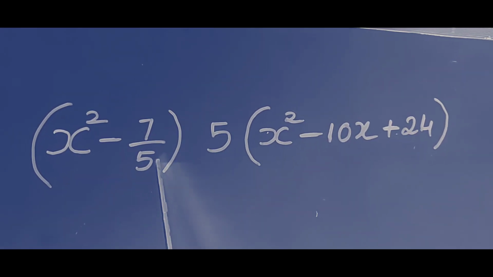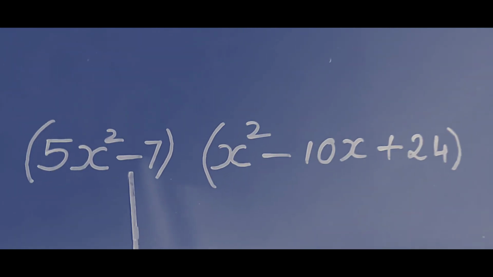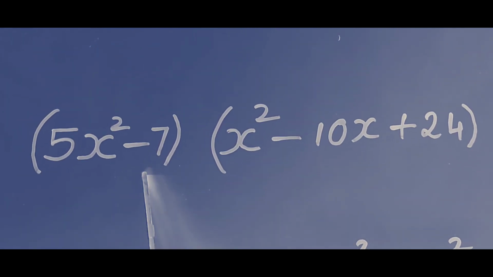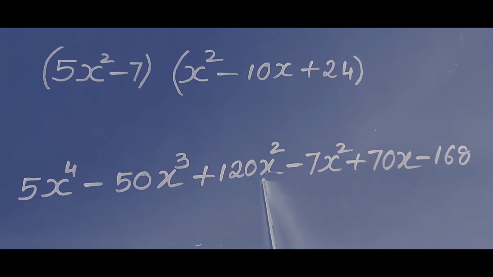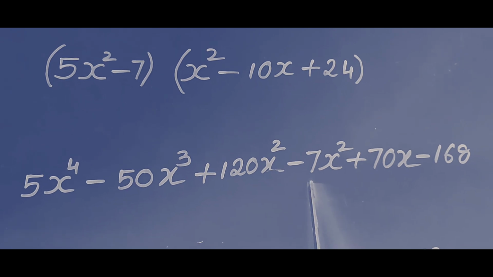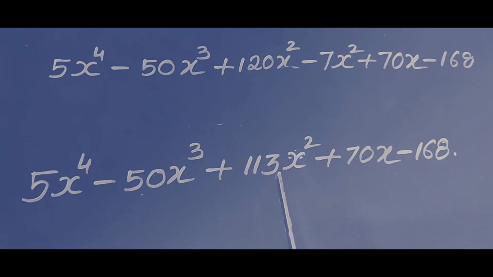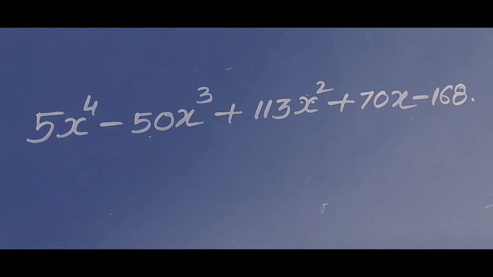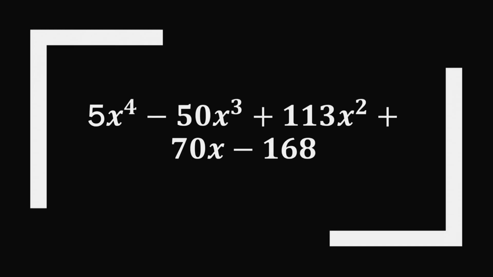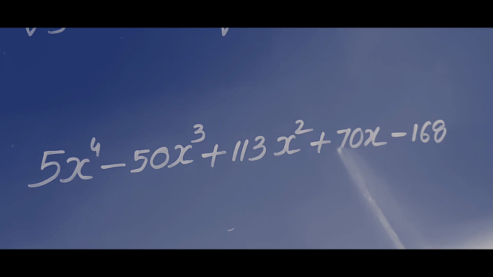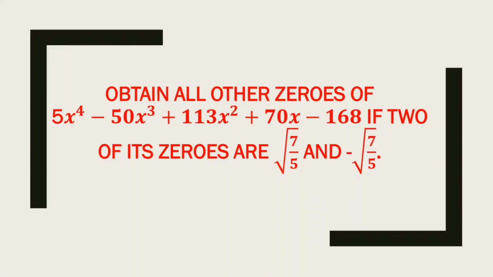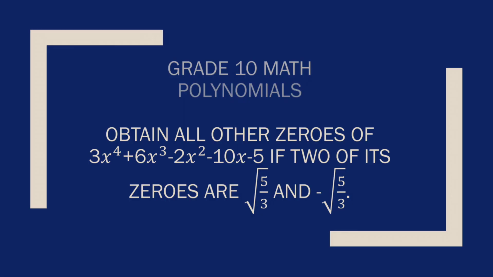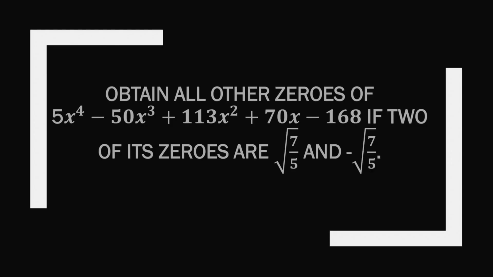On multiplying these two, we get this. On further multiplication, we get this. On simplification, we get the required biquadratic polynomial. Now let us write this over here to complete the problem. This is the problem given in the reader. This is the problem we created.